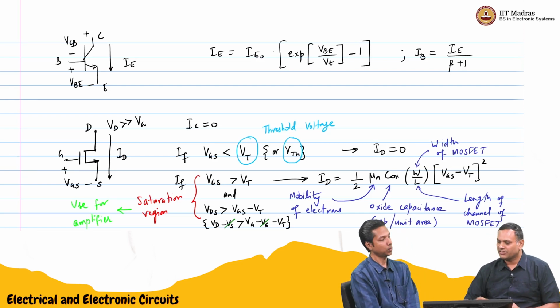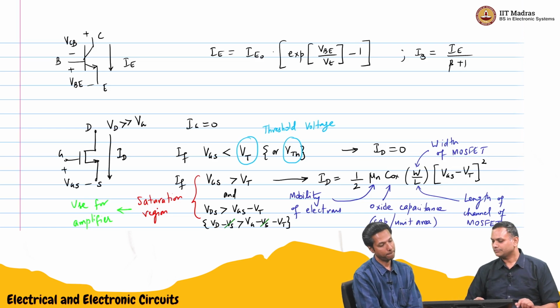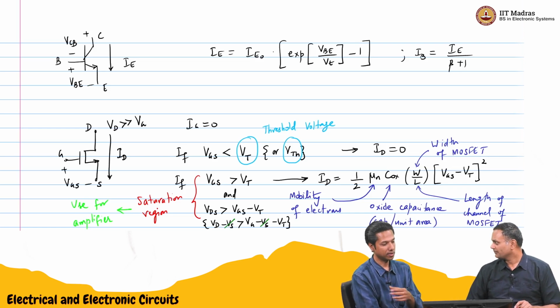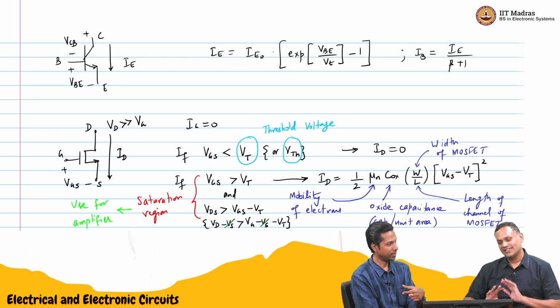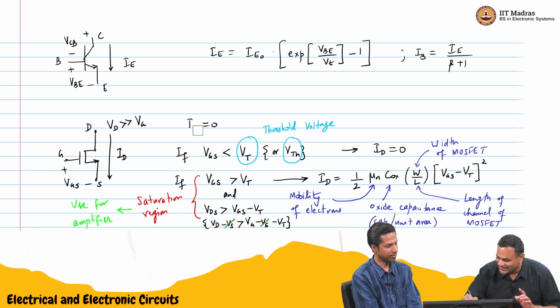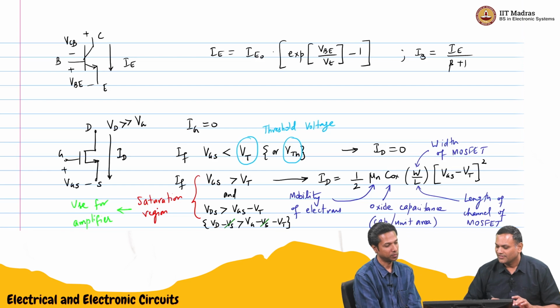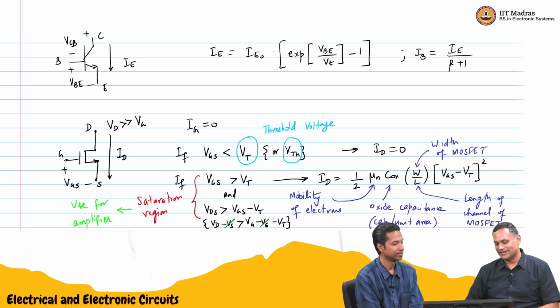We'll use the saturation region. Irrespective of regions, luckily, the gate current IG is zero, irrespective of whatever happens. That's the good part.